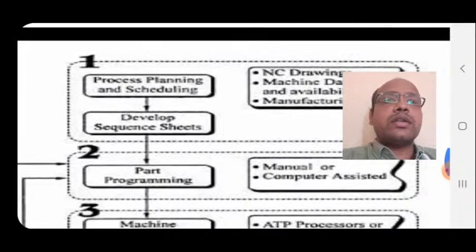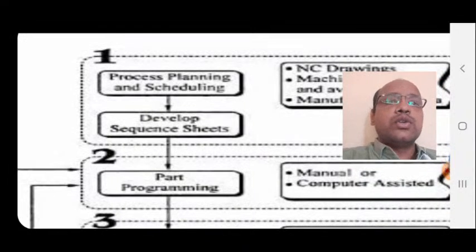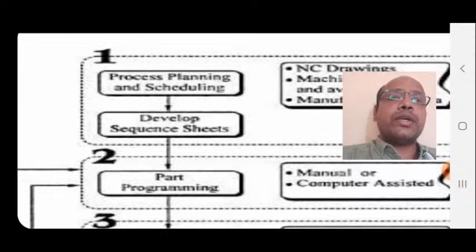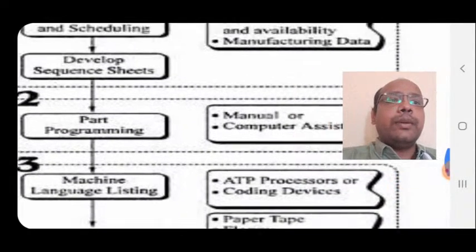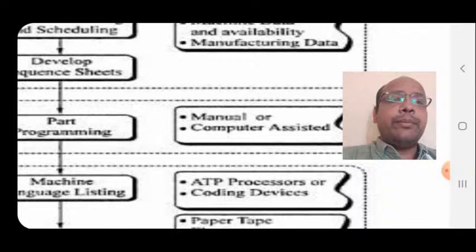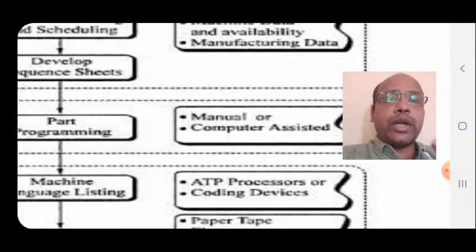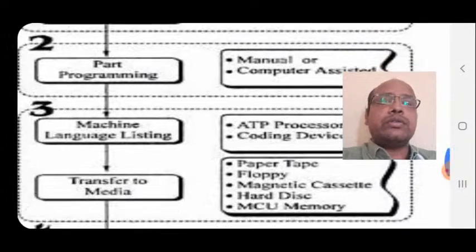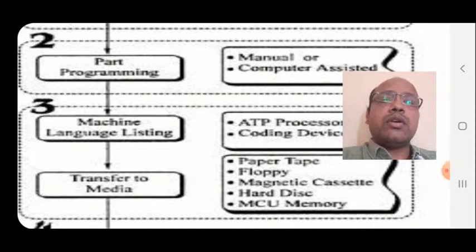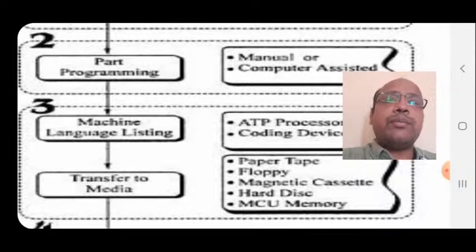It also requires developing sequence sheets. In manufacturing operations there is a proper sequence of each operation, and that sheet is also required in the first stage. In the second stage we need a part program. A part program, as we have already learned, may be manual or computer assisted. You can write the part program manually, or you can generate it by using computers. A part program is a combination of letters, symbols and numbers which is used to manufacture a component.